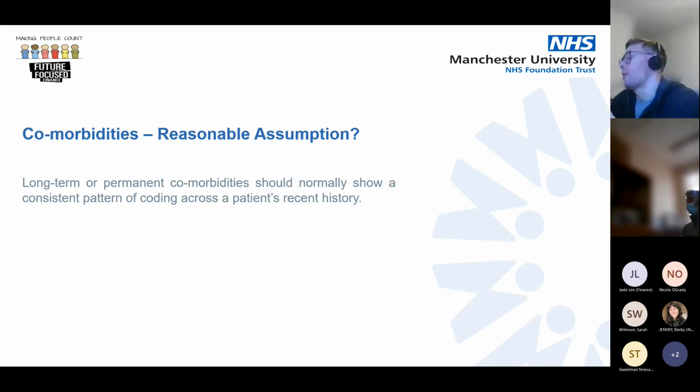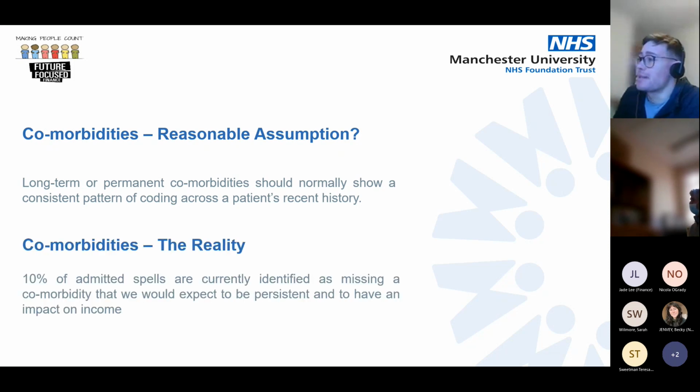So we've just talked quite a lot about comorbidities there. Would we say it's a reasonable assumption that long-term or permanent comorbidities should show a consistent pattern of coding across a patient's recent history, i.e., if a patient has diabetes, they should always have diabetes in their coded data set. It should always be present. You should always see it. You'd like to think it is a reasonable assumption. The reality is about 10% of admitted spells are identified as missing a comorbidity that we'd expect to be persistent and to have an impact on income.